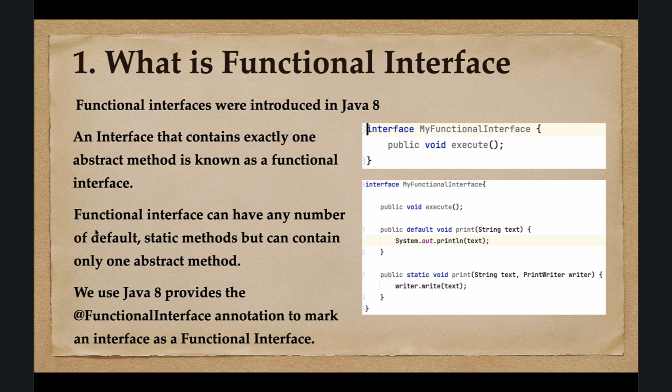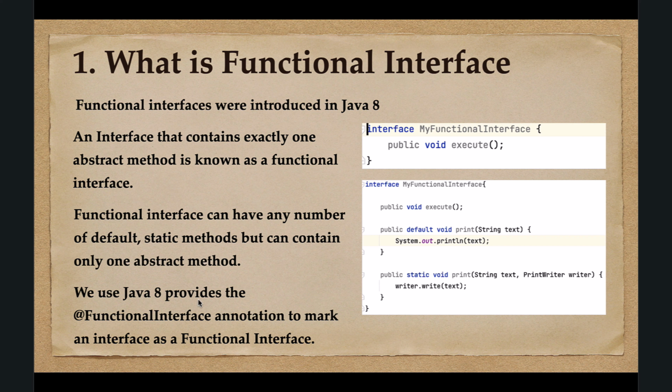A functional interface can have any number of default and static methods but can contain only one abstract method. Consider the code snippet again over here. My functional interface is a functional interface. It contains default and static methods, but it contains exactly one abstract method, that is the execute method. So this is a valid functional interface. A functional interface is nothing but an interface that contains any number of static and default methods but exactly one abstract method.